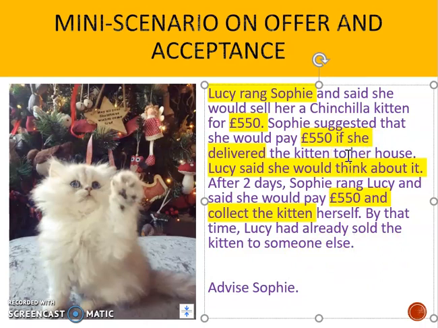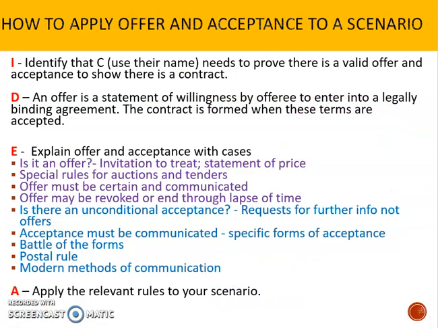Let's have a look at how we use the IDEA structure, and then we'll look at a bullet point answer on this. As always, we're going to use the IDEA structure to answer this scenario. So we're going to identify that Sophie needs to prove that there's a valid offer and acceptance to show that there's a contract. Define offer and acceptance here in your D. And then your E, you're going to explain all of the law on offer, that's my purple bit, and explain all of the law on acceptance, that's my blue bit.